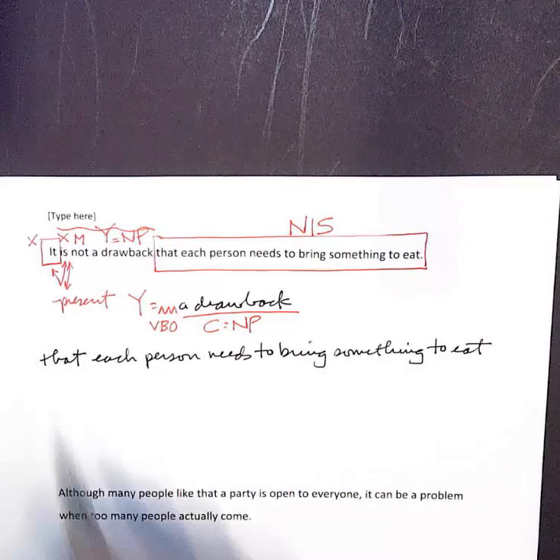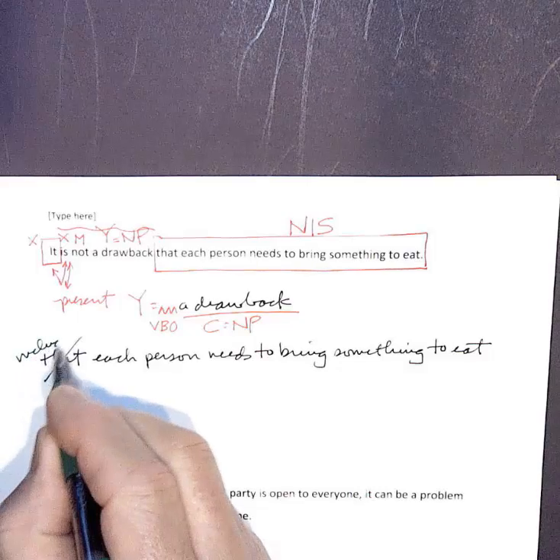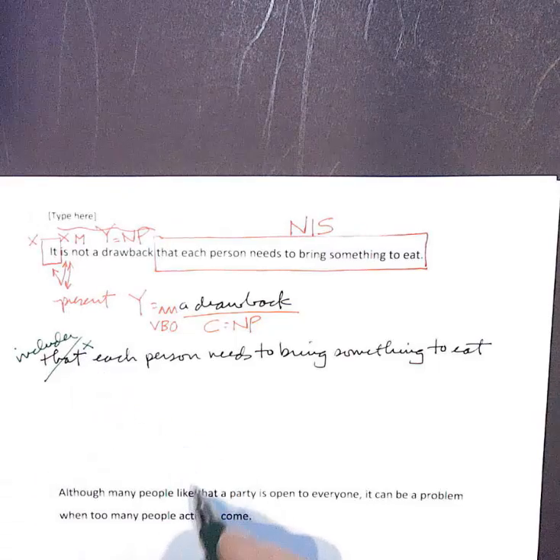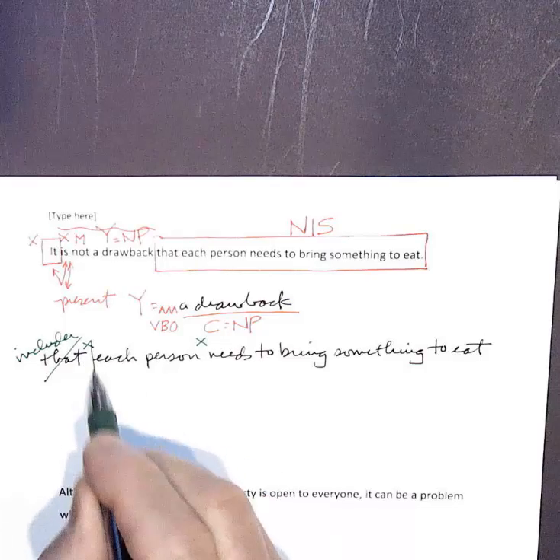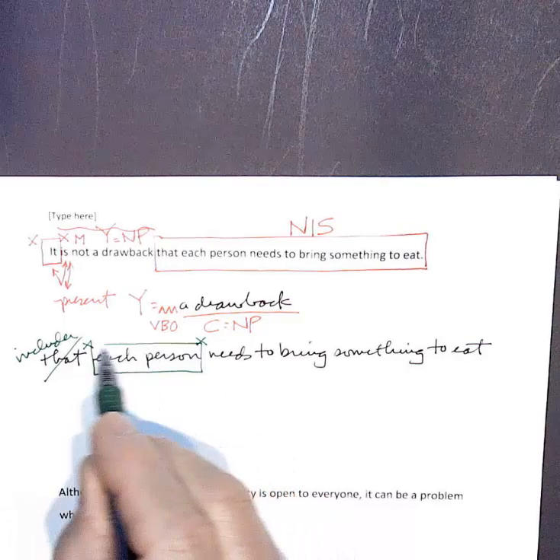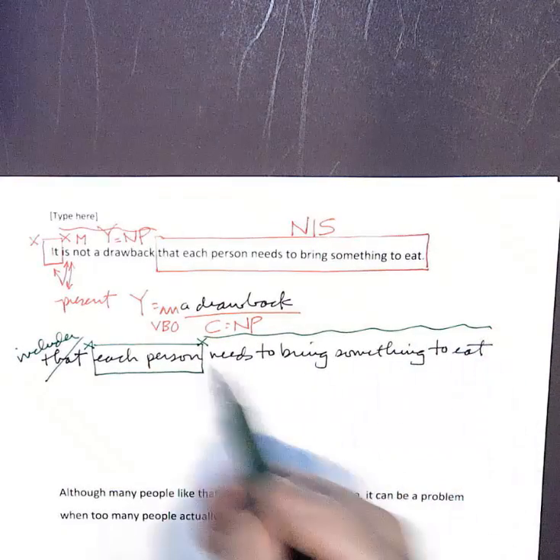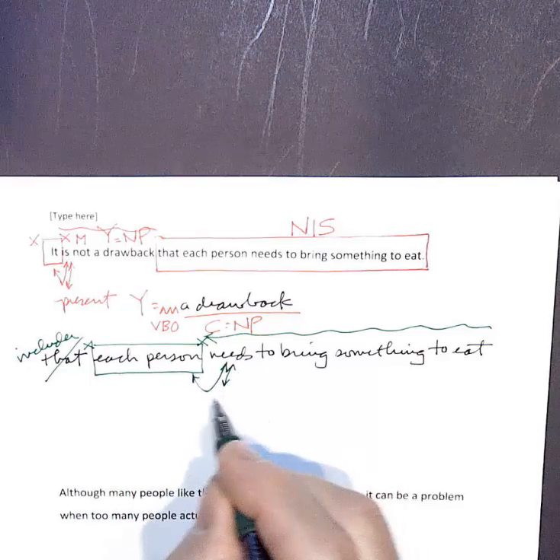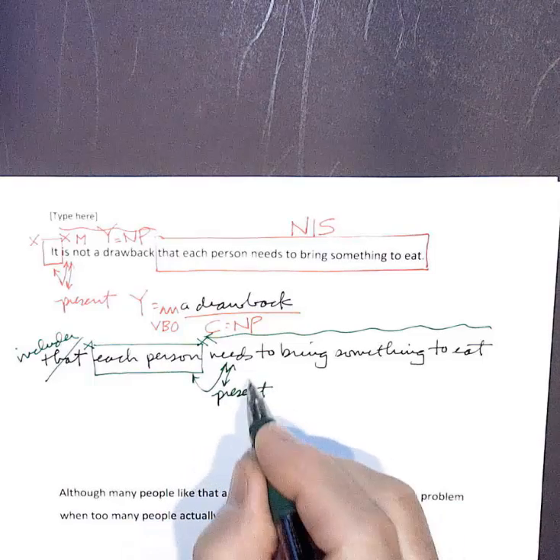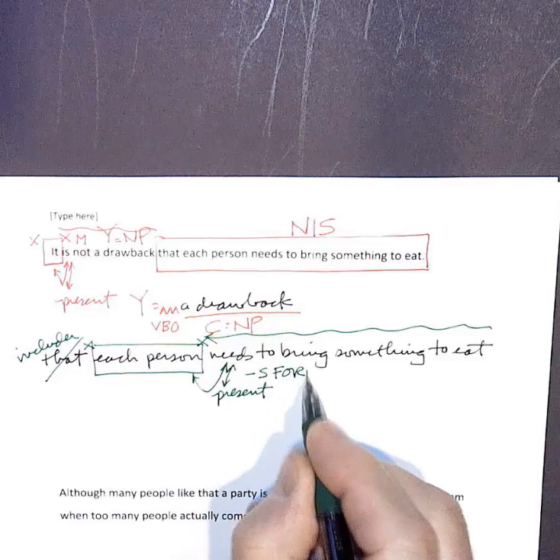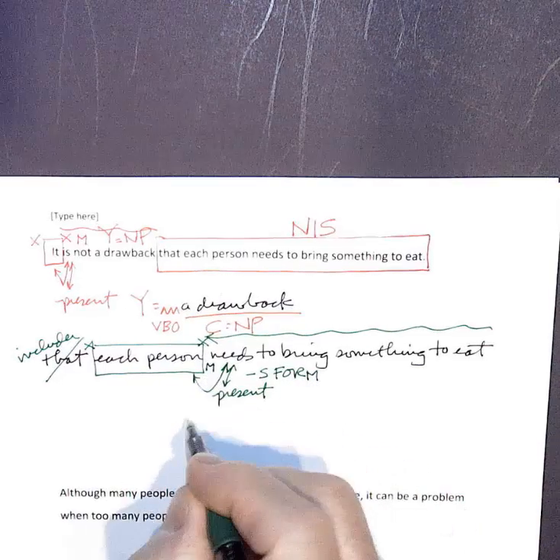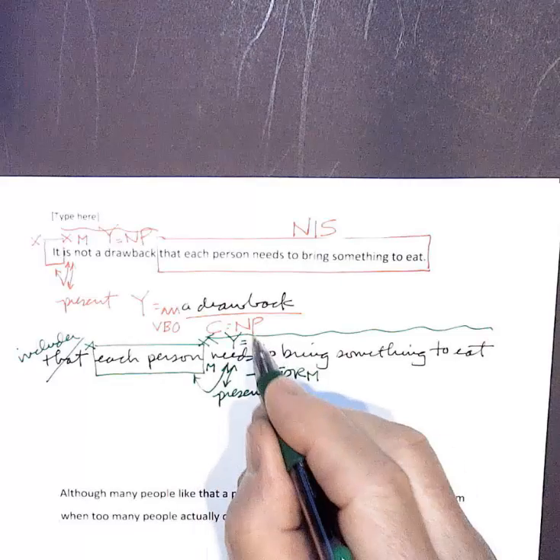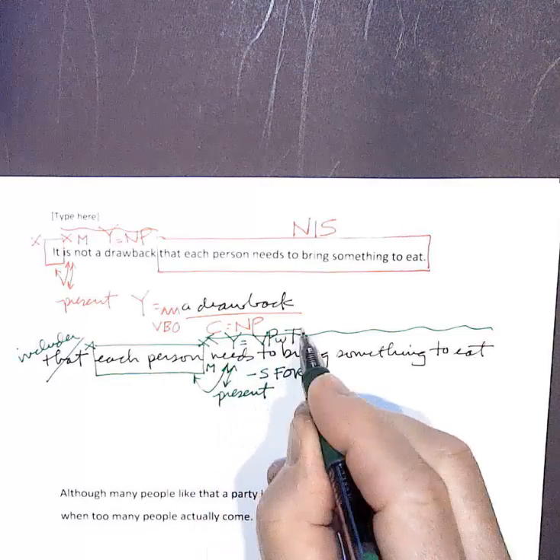Okay, let's take a different color. That is the includer. Does each person need to bring something to eat? Each person does not need to bring something to eat. Subject. Predicate. Needs ties with the subject. Needs ties with the present. S form. The am place here. Needs to bring something to eat is why. It's the S form. It's a verb phrase with time.